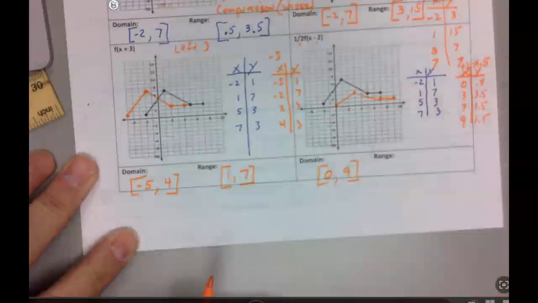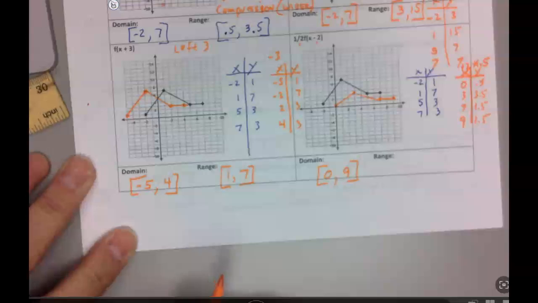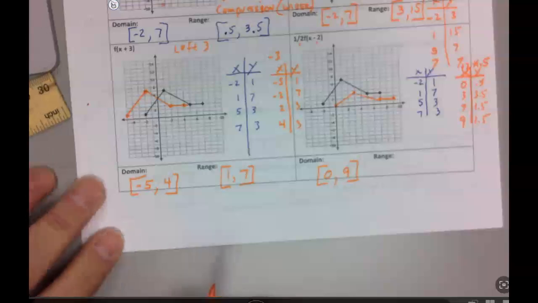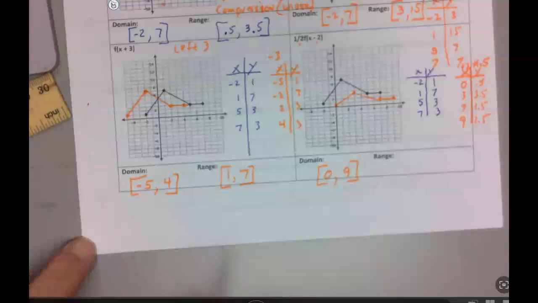Questions? Got a question? You better ask. That's why your parents are paying my salary. That's why I make the big loot.